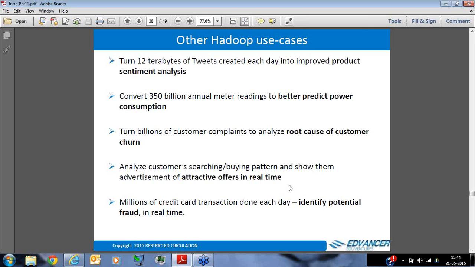Credit card companies use Hadoop to identify potential frauds which may happen in real time. There are millions of credit card transactions taking place every day. Out of those millions of credit card transactions, they want to identify those handful of potential fraud transactions which are happening, to stop them in real time. So these are just some examples of how companies are using the big data approach. They are using Hadoop to actually enhance, or I would say enhance, what they can do with their business.